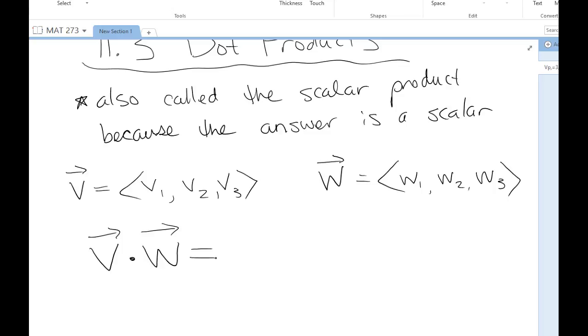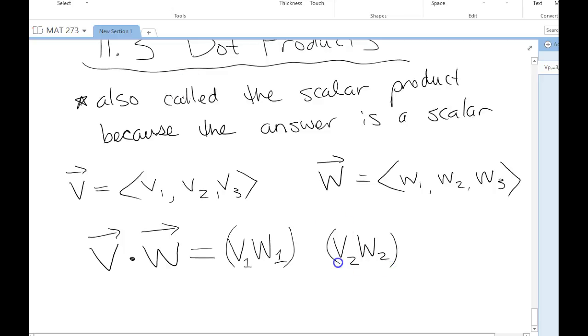So V sub 1 represents change in the x direction. W sub 1 represents change in the x direction. They're both moving in the same direction, so they can be combined. When everything's moving the same direction, we can combine them. Okay, so we're going to multiply corresponding components. So that's a product. V sub 1 times W sub 1. We're also going to multiply V sub 2 and W sub 2, and V sub 3 and W sub 3.